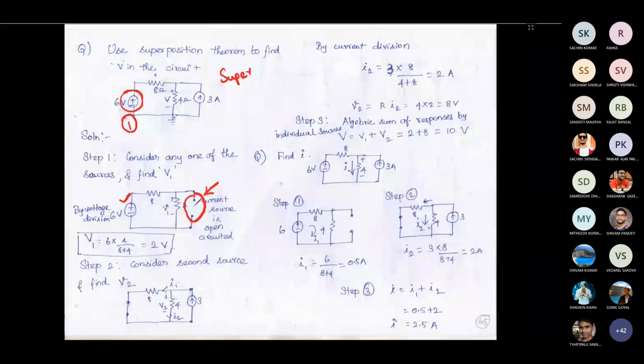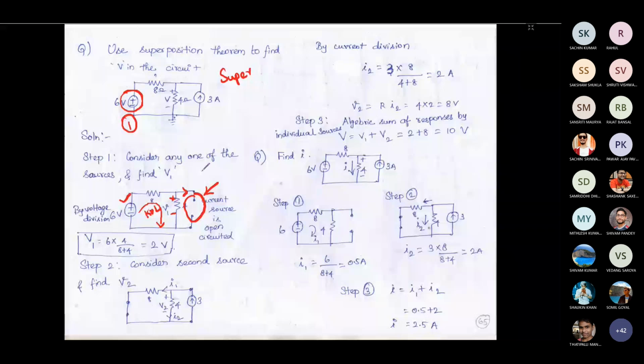Now what do we need to do? We need to find the voltage V1 across this resistor, that is the contribution of this 6 volt source on this 4 ohm resistor. Now you can apply KVL to find the current, then you can find the voltage, or you can directly apply the voltage division rule because it is a series circuit. Since it is a series circuit, no current will flow through this path because it is an open circuit. So this 6 volt, this 8 ohm, and this 4 ohm resistor are in series. So you can apply the voltage division rule.